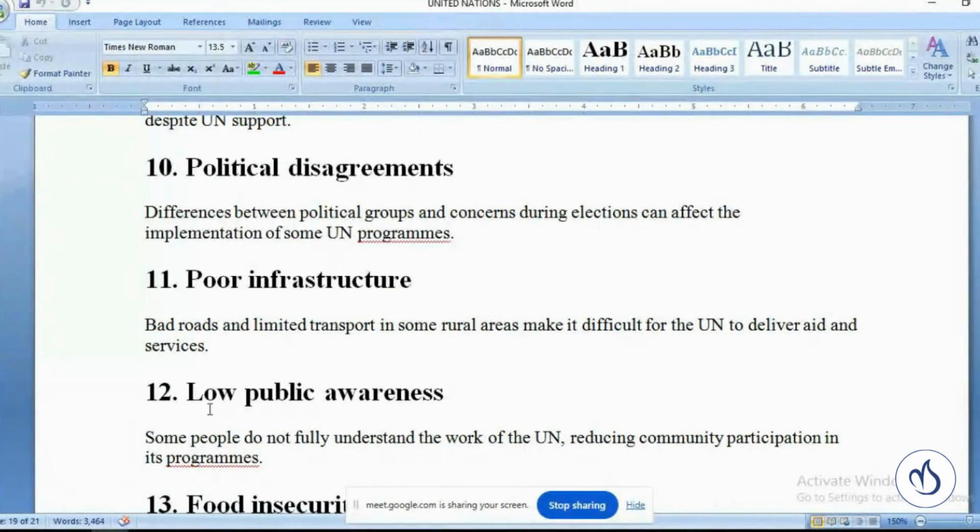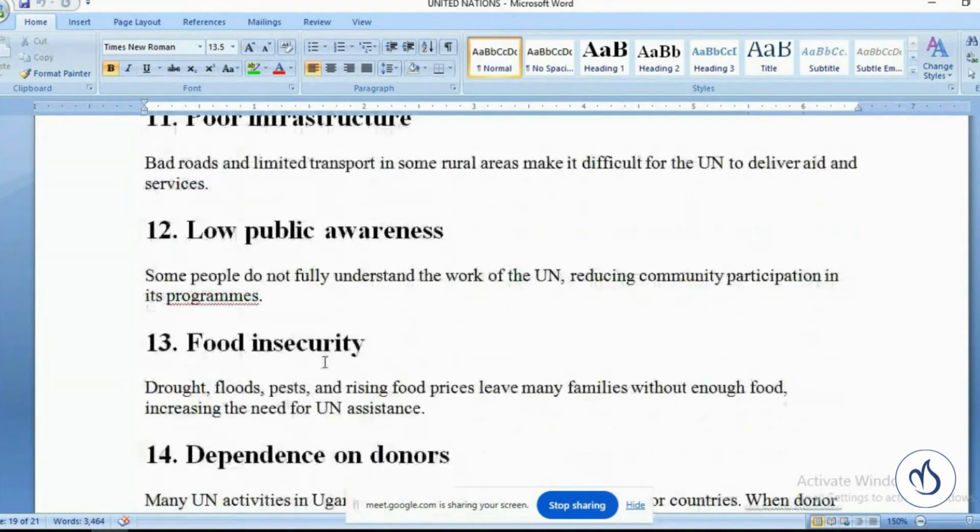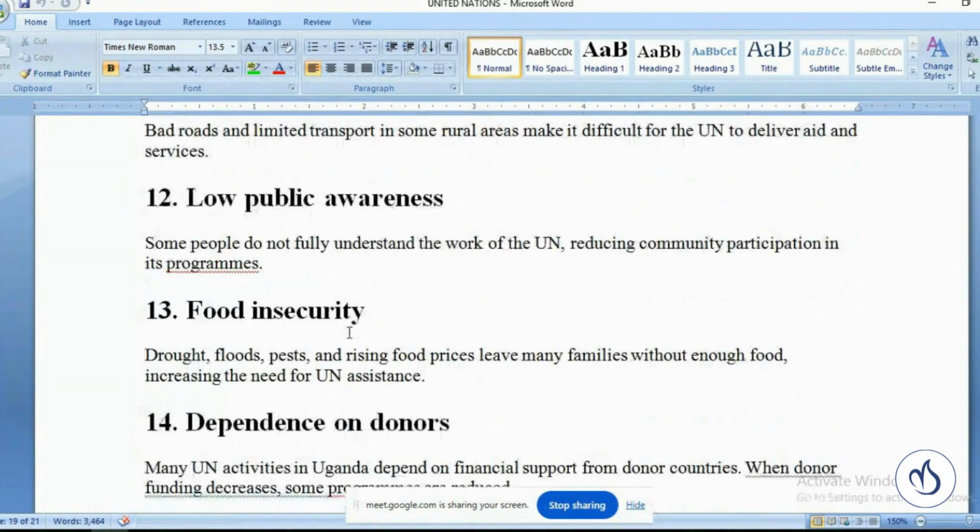Another one, we have poor infrastructure. Bad roads and limited transport in some rural areas make it difficult for the UN to deliver aid and services. For example, if some people stay in Bududa, you will find it hard for the UN to bring aid or support because you are in a hill area, and that's a problem of poor infrastructure.